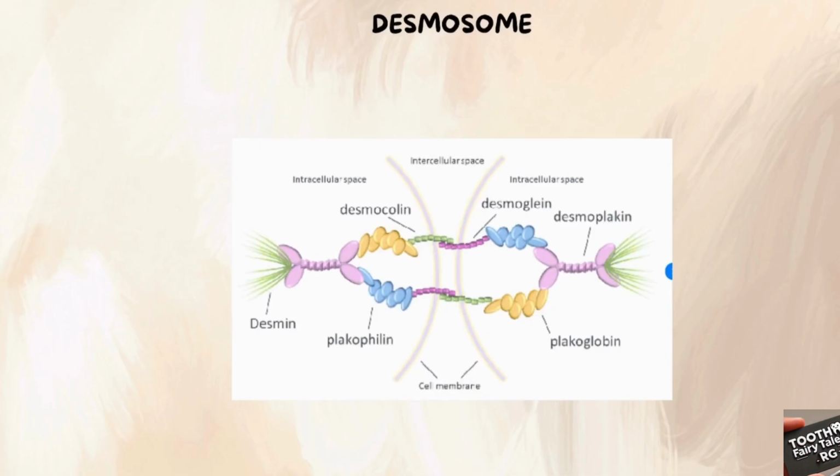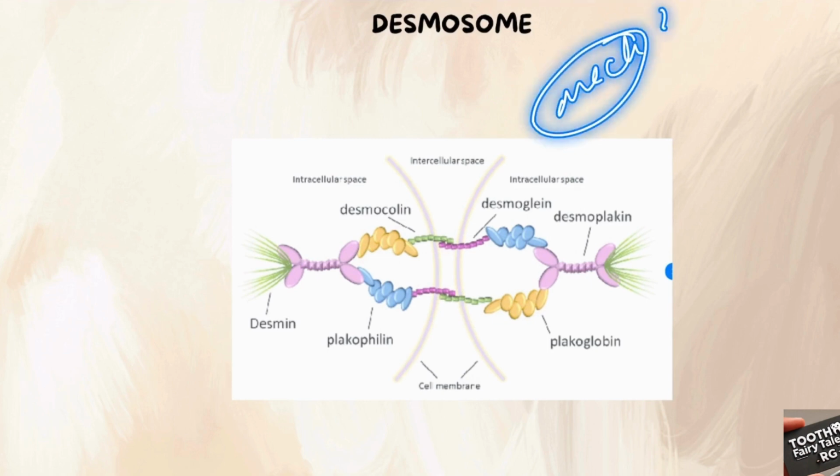Let's now shift our focus to specialized structures called desmosomes. These are the vital cell adhesion structures which are serving to tightly bind the adjacent cells together. They are providing the mechanical strength and also stability to the tissue. These structures are especially important in epithelial tissues like gingiva, where the cells are constantly exposed to the mechanical forces such as chewing.